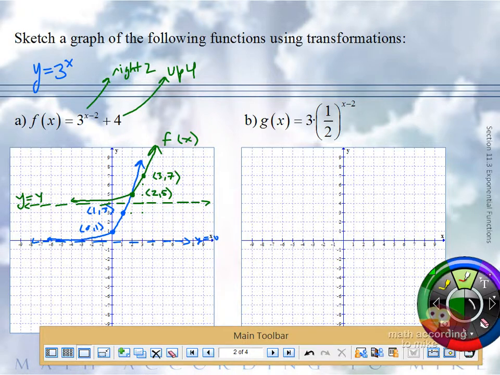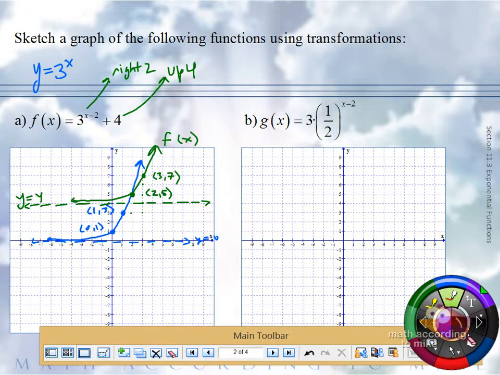Let's try B together. What is the basic graph that we are transforming in part B? 1/2 to the x. There you go. The 3 is not part of it because the exponent comes before the multiplication. Give me 2 ordered pairs that 1/2 to the x will go through. 0, 1, and 1, 1/2.